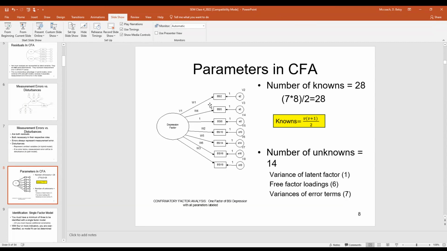Yes? In terms of the symbols, didn't you say that the variance of the latent factor is a little double-headed, like rounded? Yeah.